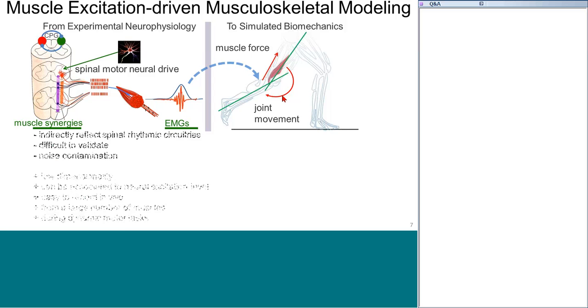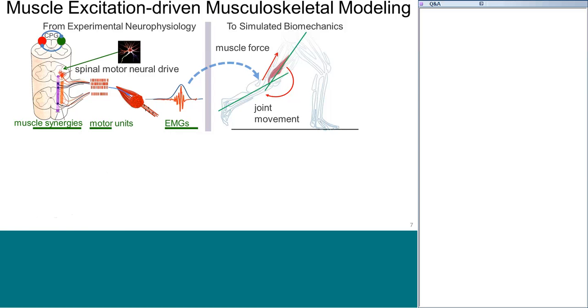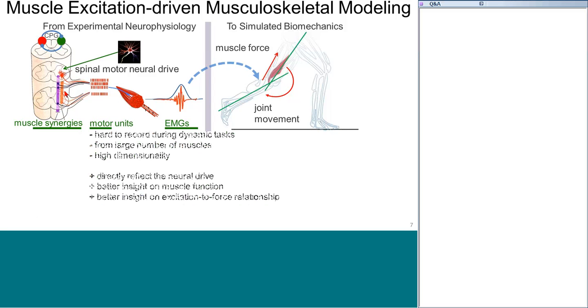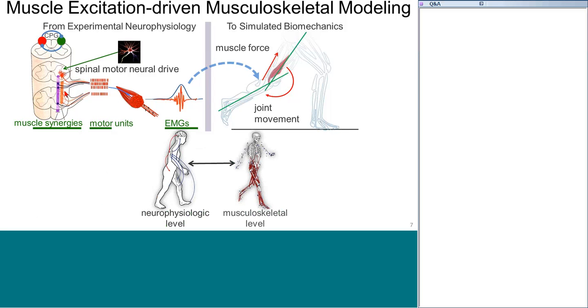Finally, I will show how we can use high-density electromyography to gain an insight on how individual motor units in the muscles are activated. This is a great opportunity to have a direct estimate of the activity of motor neurons in the spinal pathway, and this is very helpful to better understand the mechanisms of muscle excitation and force production. In order for this to happen, it is very important to develop multi-level models that account both for the neurophysiologic level and the musculoskeletal level.